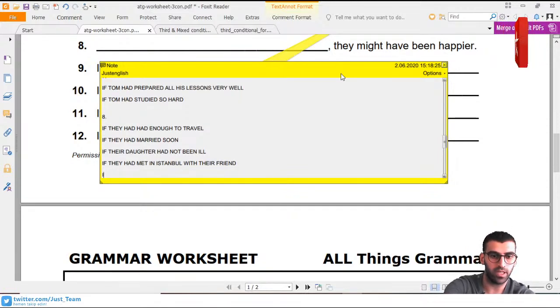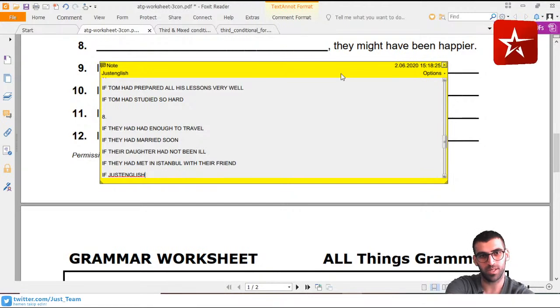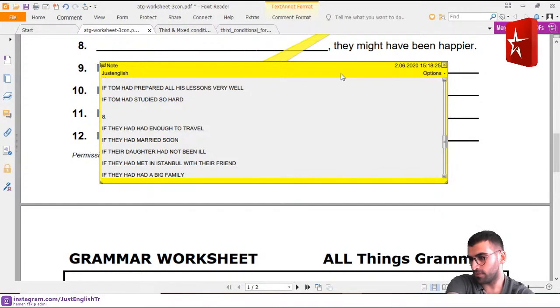Yes. Or if just English had been opened, they might have been happier. I'm talking about students. Yes. All right. Ramazan says, if they had a big family, they might have been happier. If coronavirus had finished, we might have been happier.